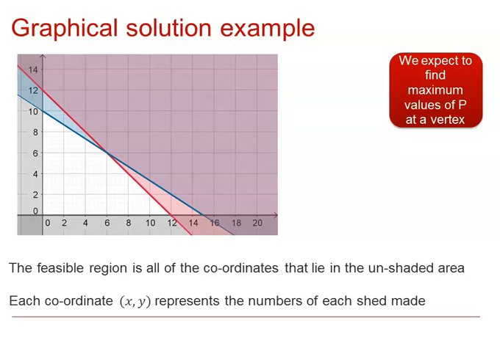Here is the graph for that linear programming problem. We'll note that the feasible region is all of the coordinates that lie in the unshaded area, and each coordinate (x, y) represents the numbers of each type of shed made. We expected to find the maximum value of P, the objective function or profit, at a vertex of this shape.